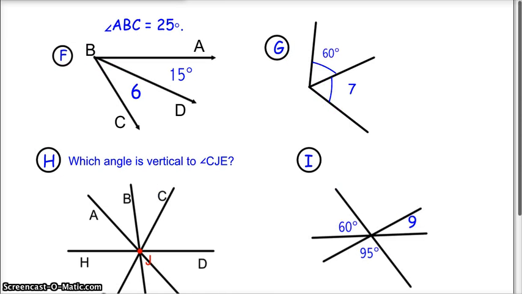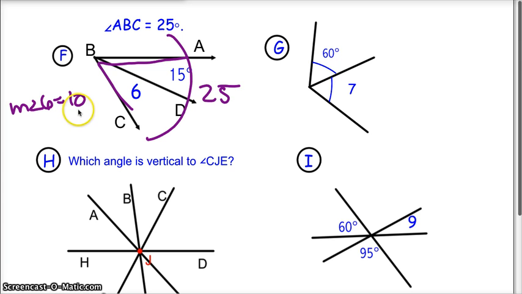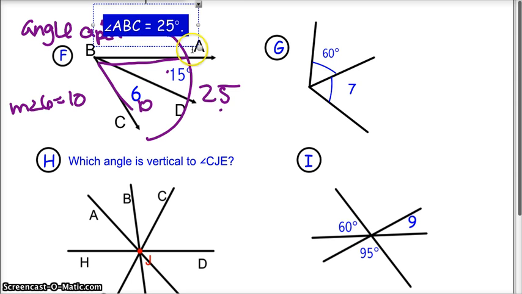The next two aren't definitions from today, but in letter F it says the measure of angle ACB, this whole angle, is 25 degrees, so that means the measure of angle 6 must be 10. And when I ask students how they know that, they usually tell me that they subtracted. But think about what's really happening. You're taking a part plus a part, and you're getting a whole. So the concept that is really at play here is the angle addition postulate.